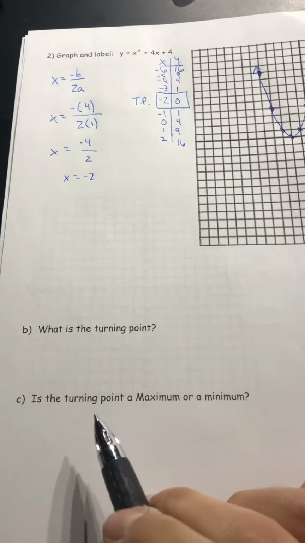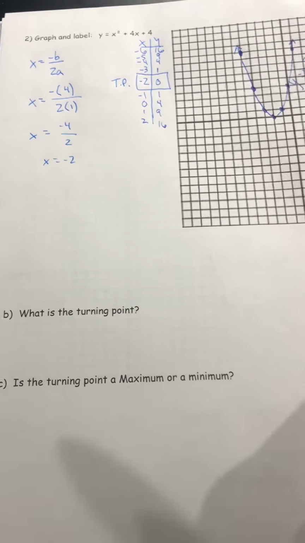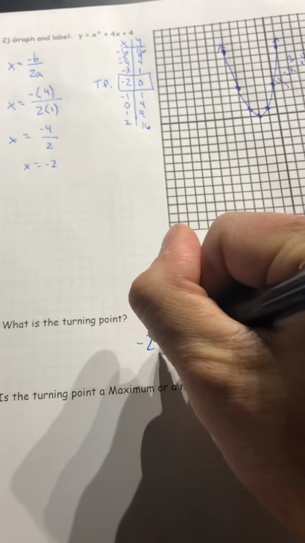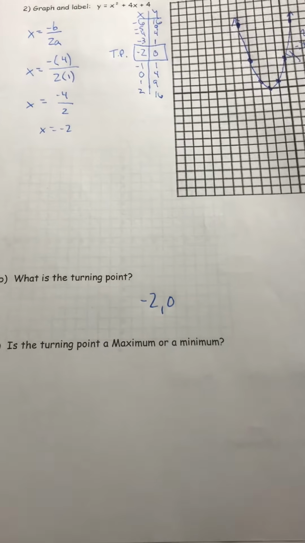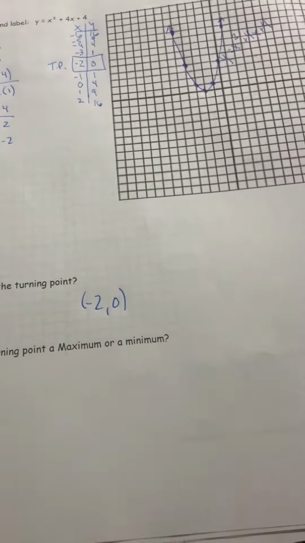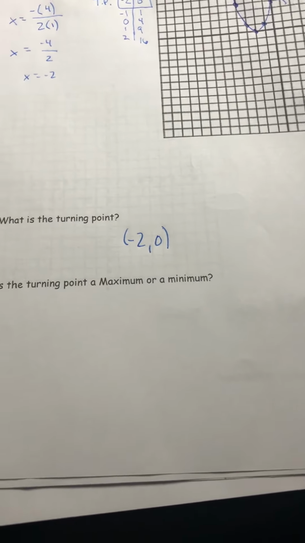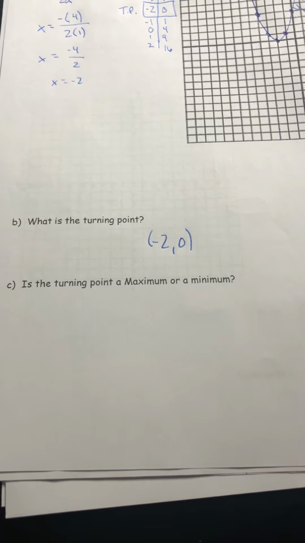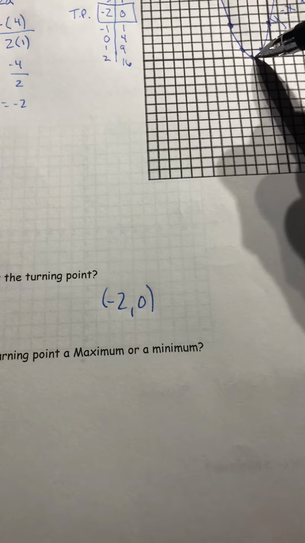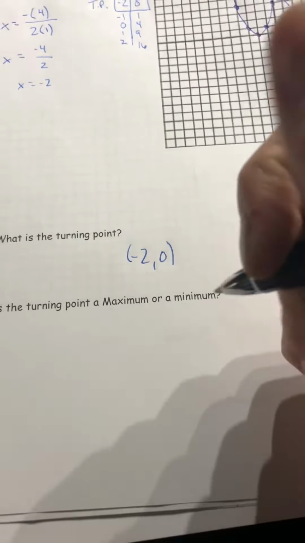Now we want to do our turning point. We just found that. Negative 2, 0. Now you can't write it like this. It must be in parentheses because it's a coordinate. Now, looking at this, it says, is this a maximum or a minimum? This right here would be a minimum, once again, because the a value is positive and it goes no lower than this. So this is a minimum.